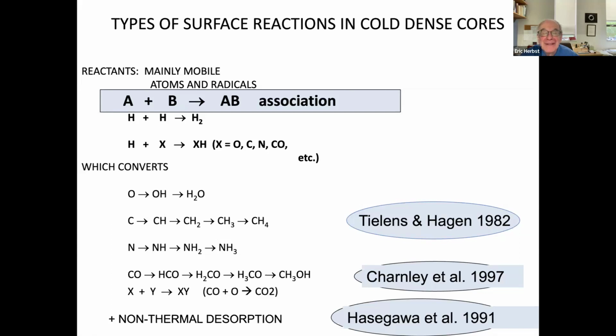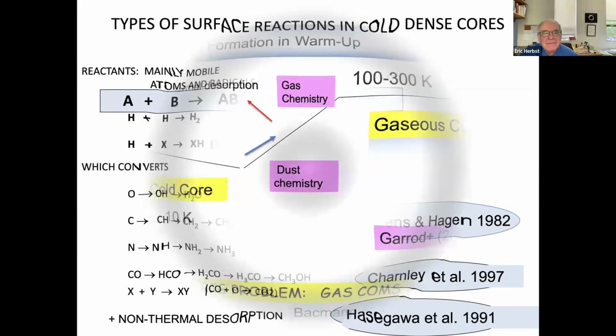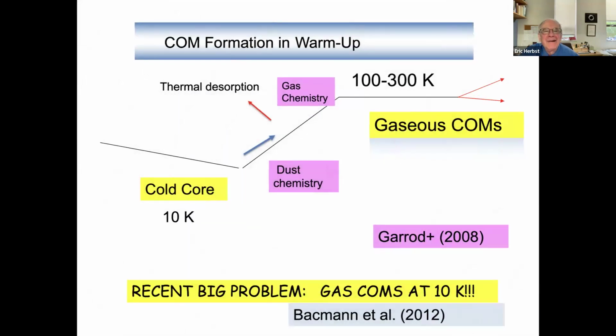So we now have chemistry in the gas, we have chemistry in the bulk of grains, and we have chemistry on the surface of grains. So it's getting more and more complicated. All right, now, here's what people think. There are two ways to form these complex molecules, COMs.